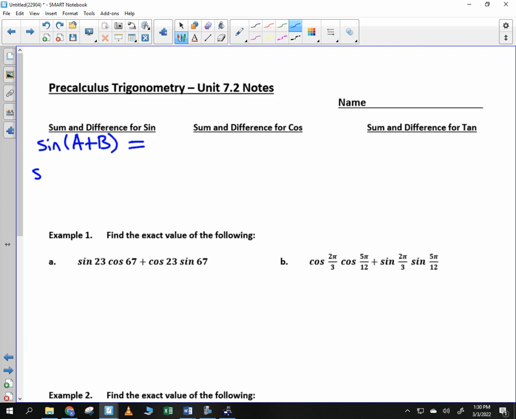What is the answer? Sine of A times the cosine of B, plus cosine of A times sine of B. And there is a proof for this.